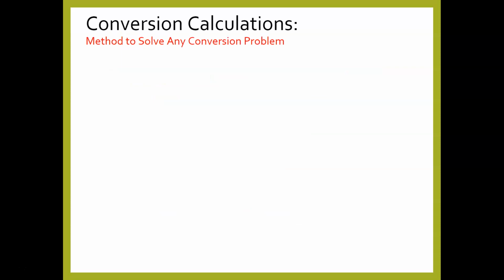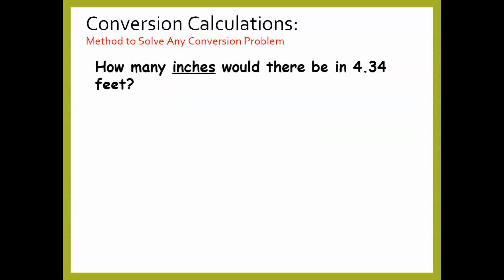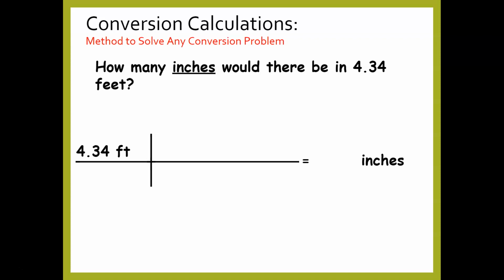All right, so let's look at a problem. How many inches would there be in 4.34 feet? Now, I'm almost certain that most of you wouldn't have any issue solving this problem pretty quickly, but let's look at the steps that you use to solve them. It's kind of like when you're doing proofs in geometry. I want you to put down your thinking. So we know that we have 4.34 feet, right? And we know that we're looking for the inches. So how do we do that?